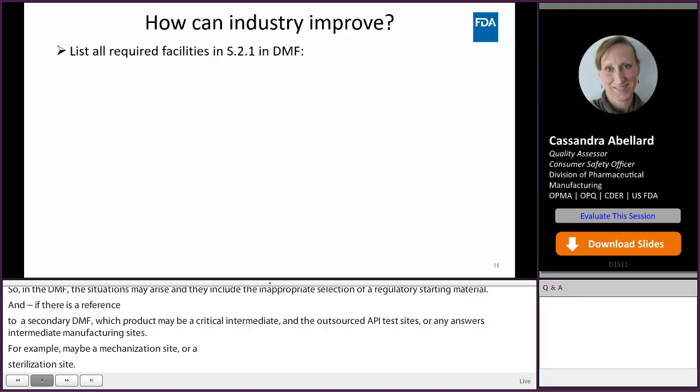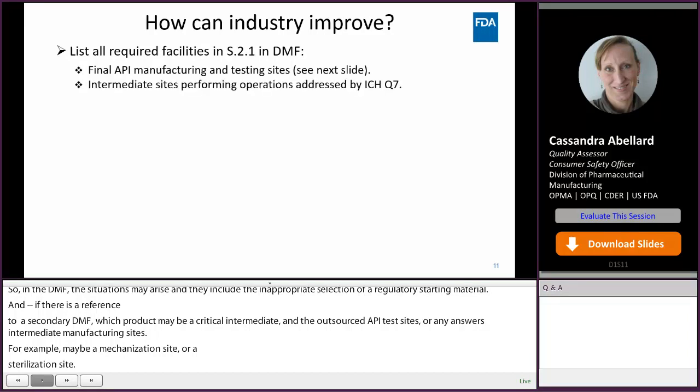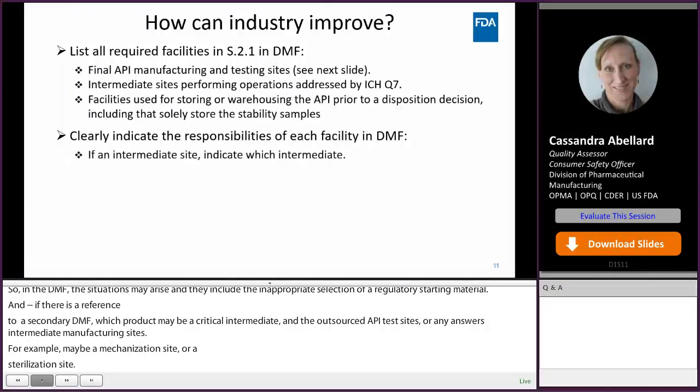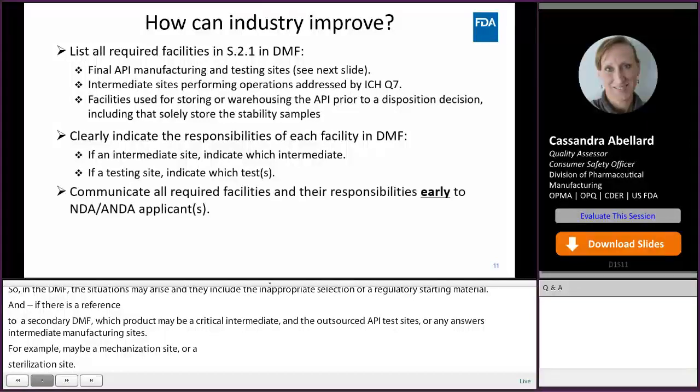List all required facilities in S.2.1 in the DMF: the final API manufacturing and testing sites, intermediate sites performing operations addressed by ICH Q7, and facilities used for storing or warehousing the API prior to disposition decision, including those that solely store the stability samples. Clearly indicate the responsibilities of each facility in the DMF. If it's an intermediate site, indicate which intermediate is being manufactured. If it's a testing site, indicate which tests are being performed.